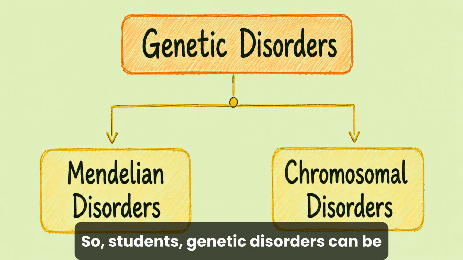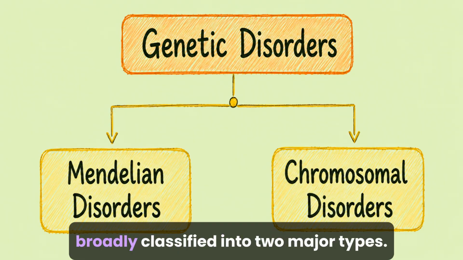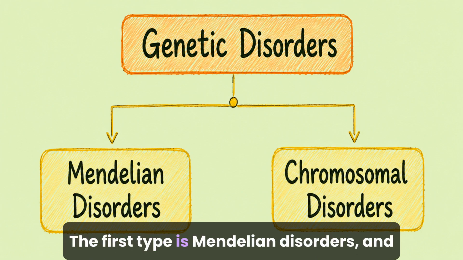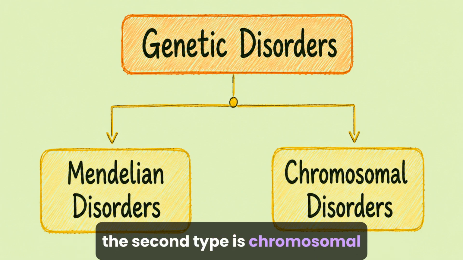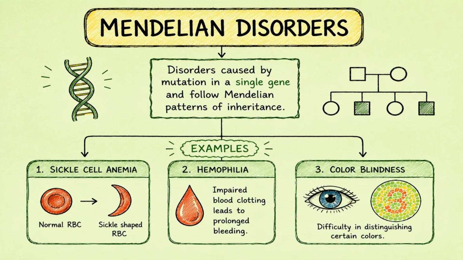So, students, genetic disorders can be broadly classified into two major types. The first type is Mendelian disorders, and the second type is chromosomal disorders. The first type is Mendelian disorders, which are caused by mutations in a single gene and follow the inheritance patterns described by Mendel. Examples include diseases such as sickle cell anemia, hemophilia, colorblindness, phenylketonuria, and thalassemia.